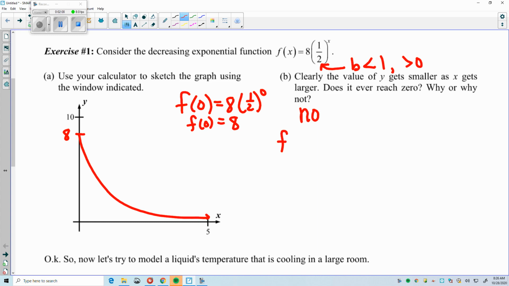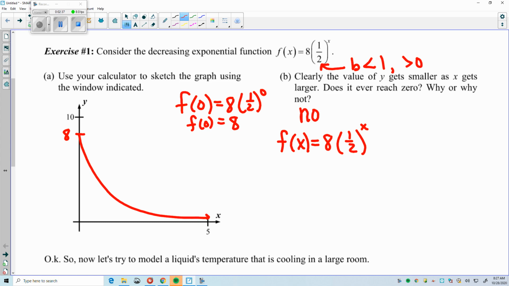I would need to take this function and multiply it by 0, and I'm never doing that. This value here will never reach 0. No matter what I raise this exponent to, 1/2 raised to any power is never going to equal 0. And we've looked at that. Even anything raised to the 0 power is always 1. We can't get this to be 0.